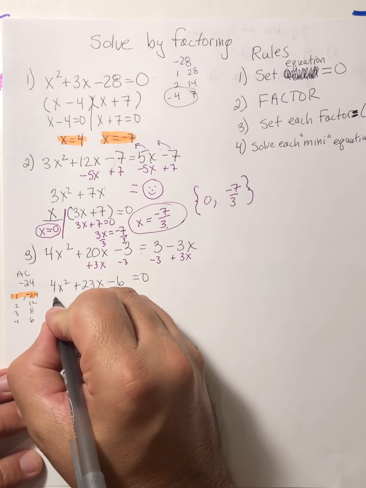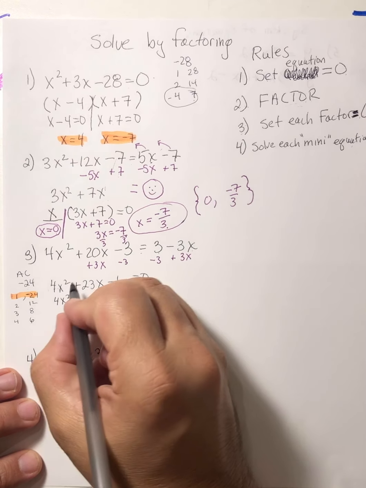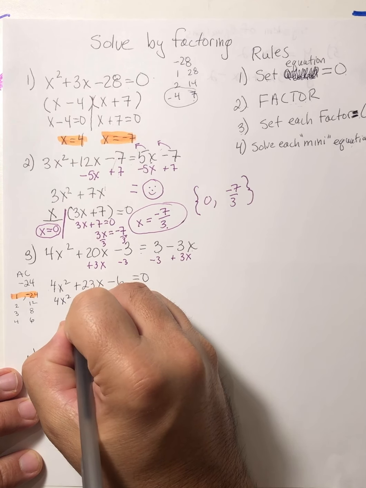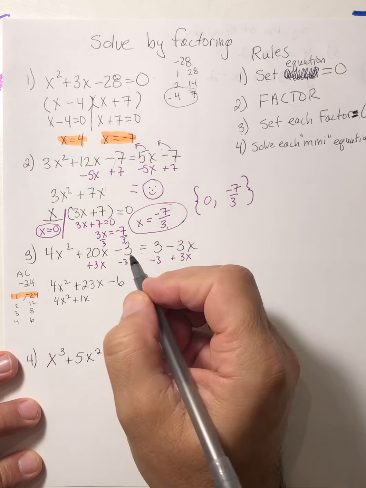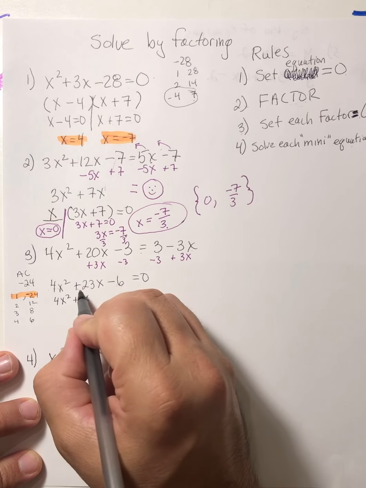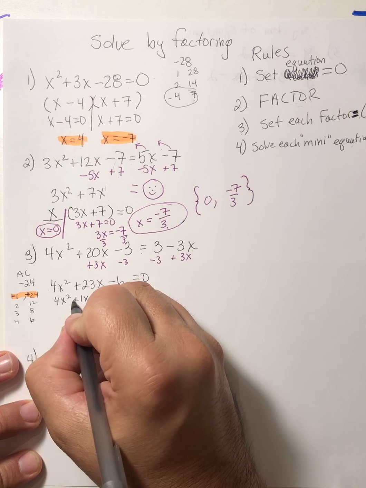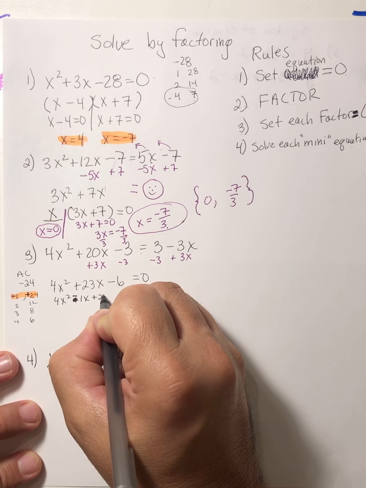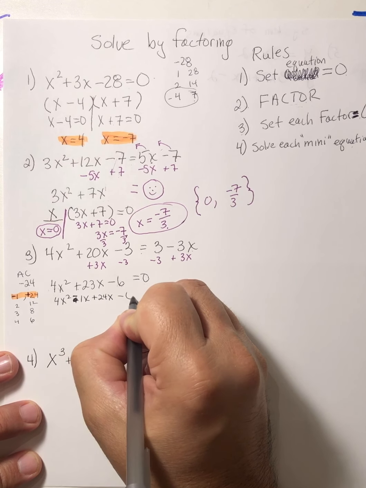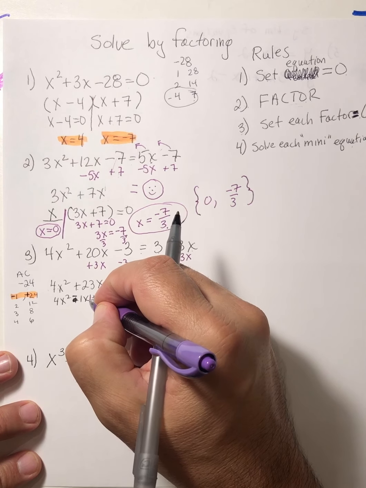That's right. So I have 4x squared. And what do you want me to put first? 24 or the 1? I'll put the 1. So plus 1x. Oops, I made a mistake. It's a plus 23. Mr. Prada, it's a plus 23. So this is a plus 24 and a minus 1. All right. So we have minus 1x plus 24x minus 6. And now I can do my splits down the middle.